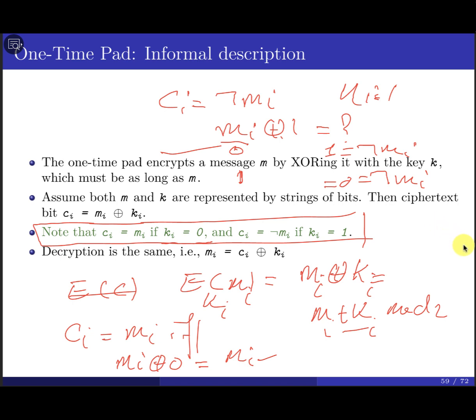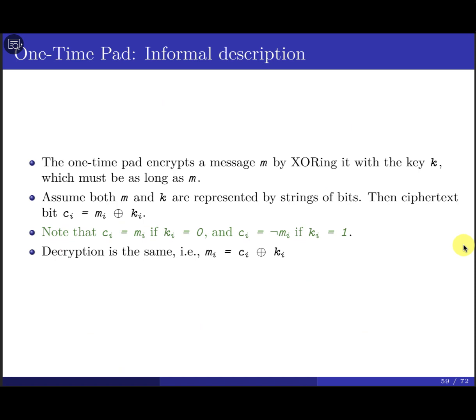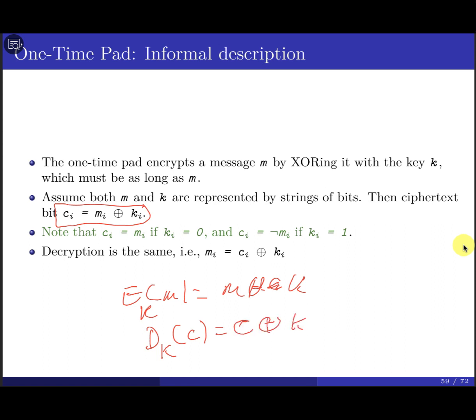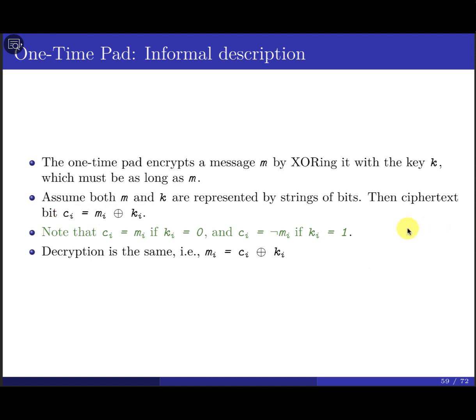The decryption. In order to decrypt the message, we did the encryption as this encrypted message. For the decryption, I just use the same key and exclusive OR with the ciphertext. So the encryption of M under K equals M exclusive OR K, and the decryption uses the same key on the ciphertext: C exclusive OR with K. Okay? So let's have an example.